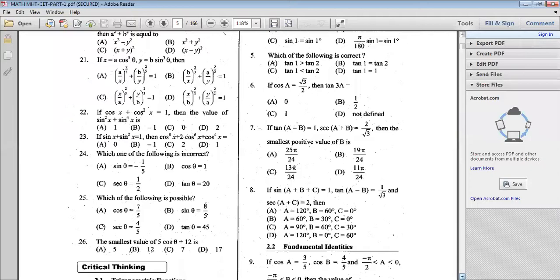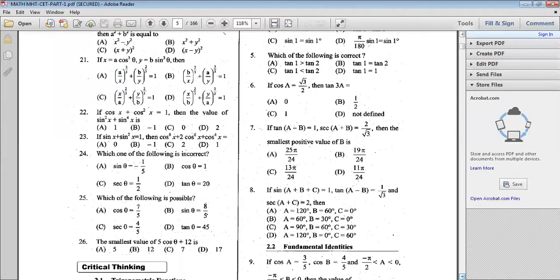Cos theta is equal to 1, that also we can take. But look at the third option. Secant theta is equal to 1 by 2 was given. But what is the range of secant theta? Minus infinity to minus 1, or 1 to infinity. Secant theta never gives values between minus 1 to 1.